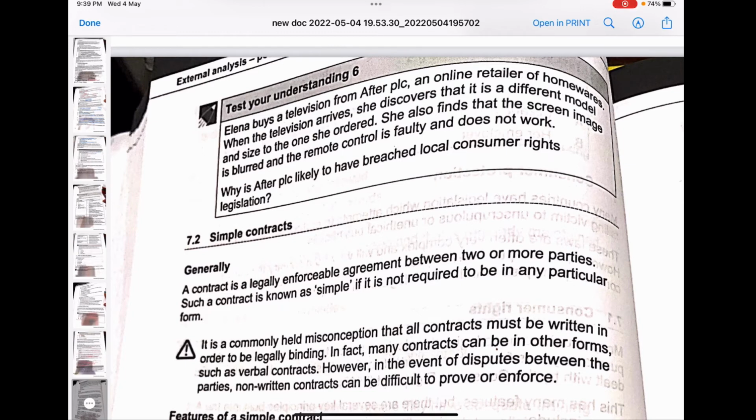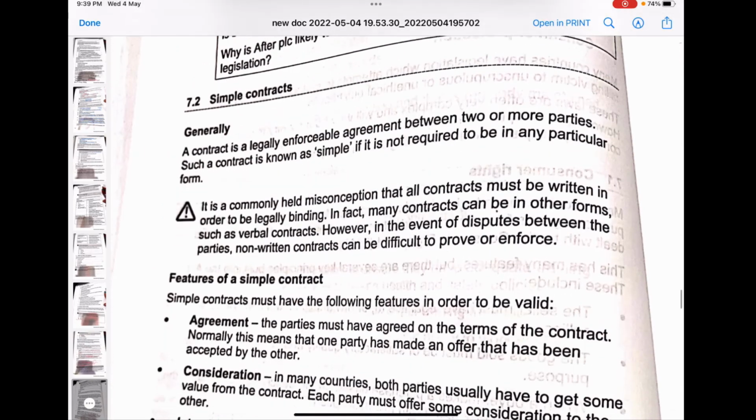So, there are two probable reasons. Firstly, she bought the television based on the description given. As the description has not been matched, that is one reason. Secondly, if it is faulty and damaged, you're eligible for a refund, right? Because the quality is not okay. So, Elena should be able to return the item for replacement or full refund.